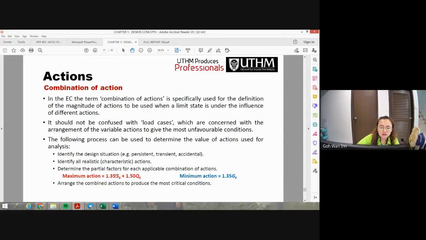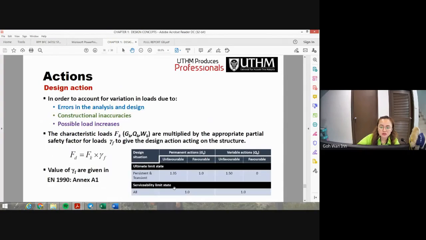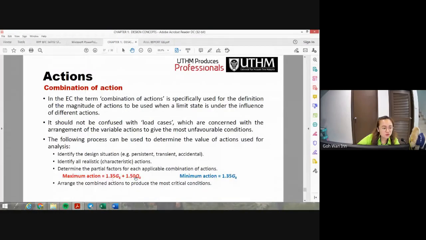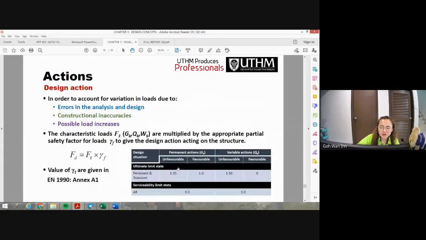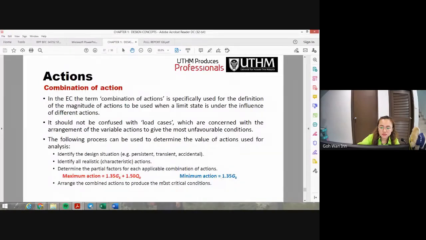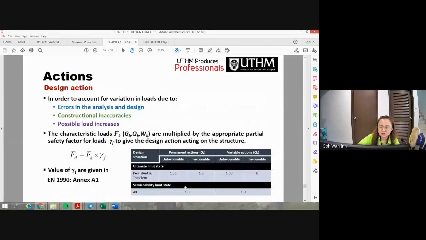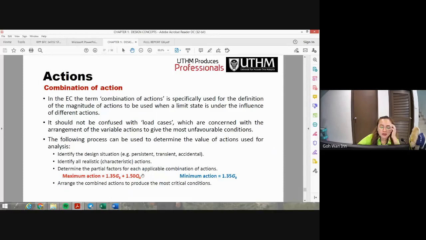So where do these two come from? It's from this table. You can see 1.35 GK plus 1.5 QK. This is the unfavorable condition, and this is 1.0 GK plus 1.0 and 0.0. Minimum actions here. For the minimum action we still need to go for 1.35 GK. Arrange the combined action to produce the most critical condition. So this is how you calculate the load.